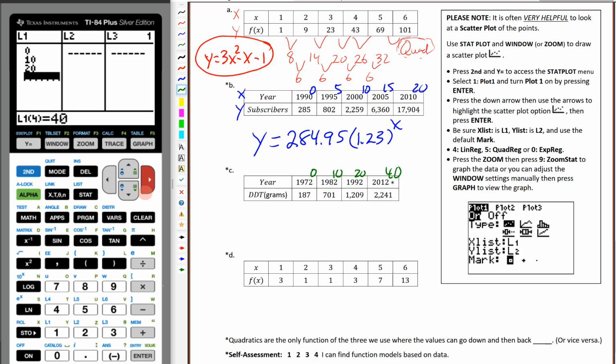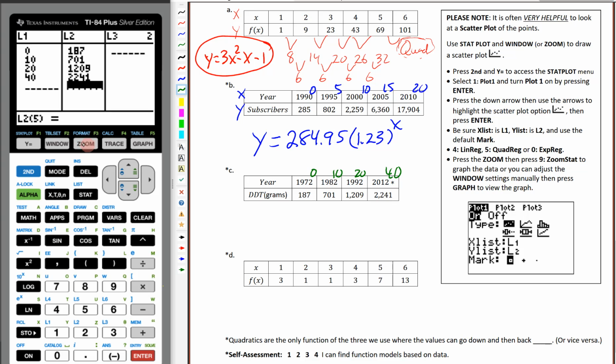And we're going to match up the data. Whoops, hit enter. 40 on the other one. So 187 here, 701 here, 1209 here, and 2241 on that one. Again, double check and make sure you've got the right thing in there. I'm just going to go backwards here. Looks like we're in good shape.